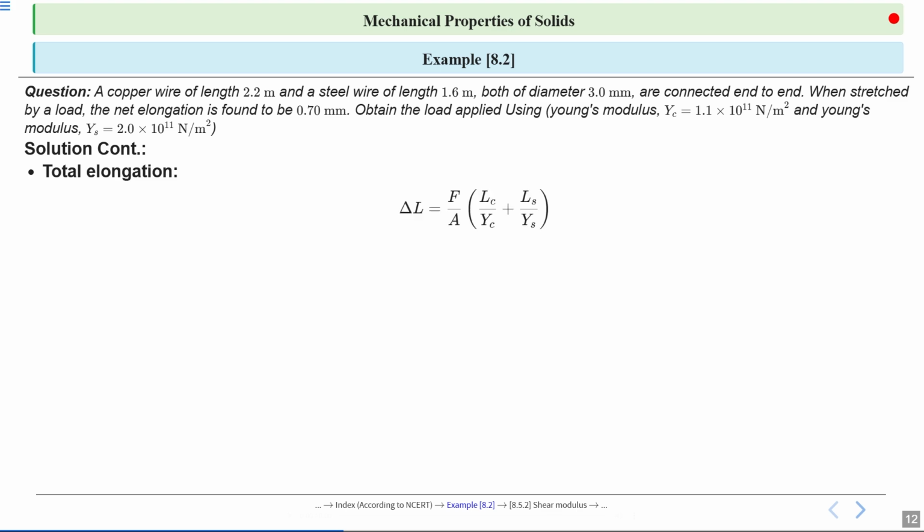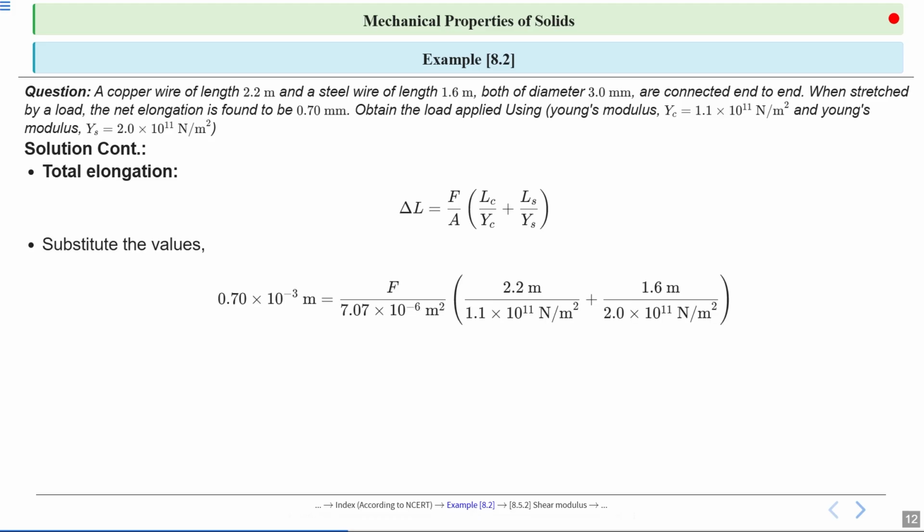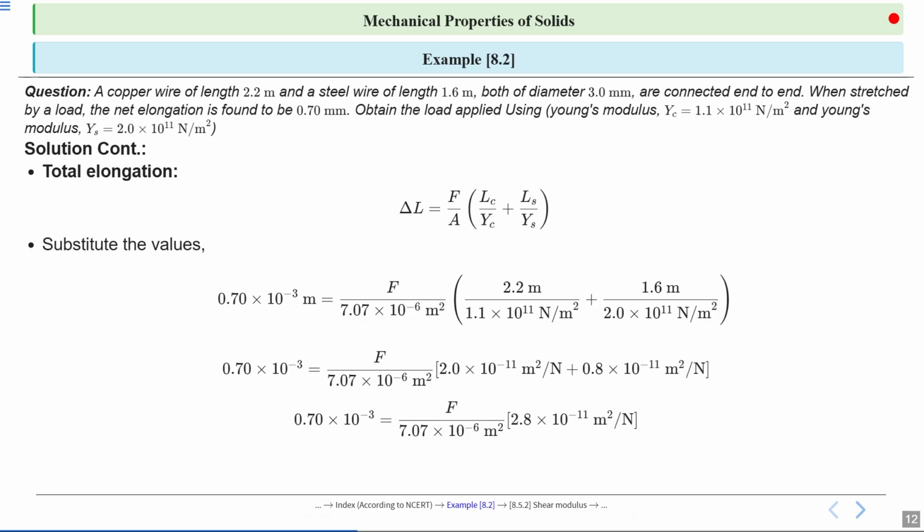So total elongation delta L is equal to F by A into LC divided by YC plus LS divided by YS. So substitute the values in the above expression and simplify the expression, and you will get the value of F. So it will be 0.70 into 10 raised to the power minus 3 is equal to F divided by 7.07 into 10 raised to the power minus 6 meter square into 2.8 into 10 raised to the power minus 11 meter square per Newton.